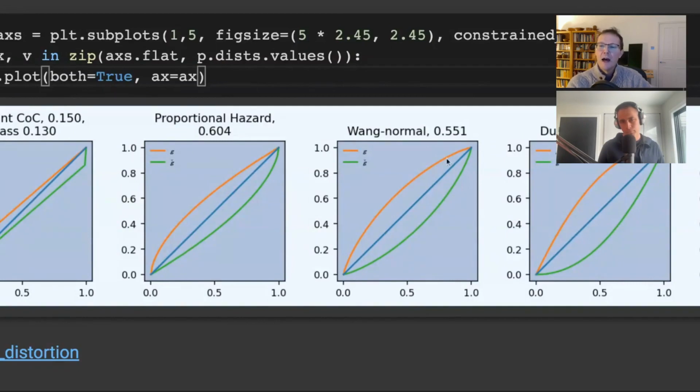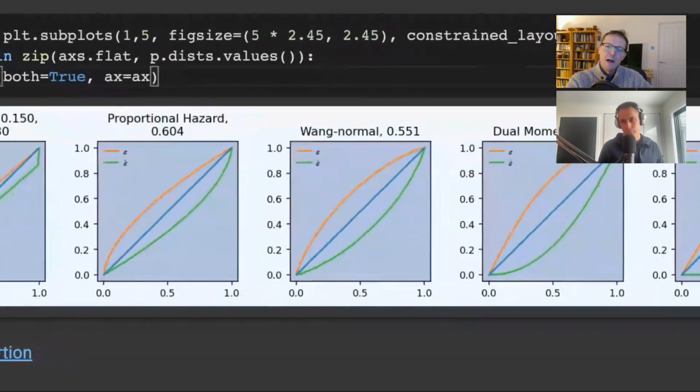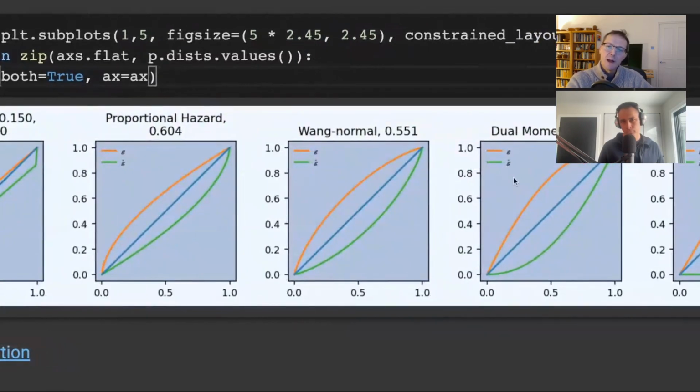And then your dual moment one is kind of like if you imagine reflecting in the opposite diagonal line that goes from top left to bottom right, it's thicker for larger s and thinner for smaller s. It's sort of the opposite of what you've got on the proportional hazard side.